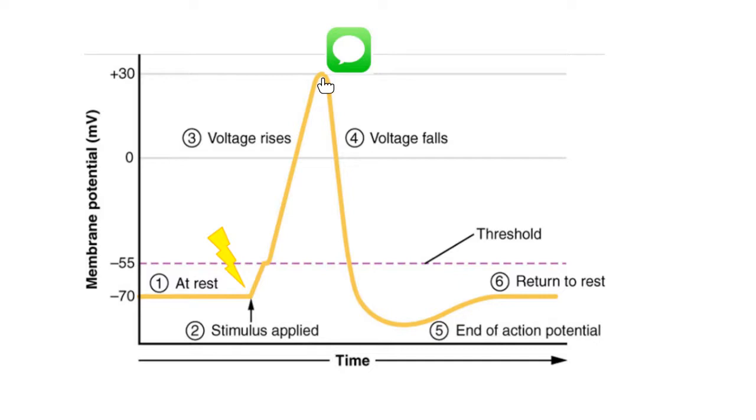Second thing I do at positive 30 is what this little symbol up here represents. I'm going to talk to my neighbor. The ability of a neuron to talk to its neighbor comes down to its ability to release neurotransmitters.